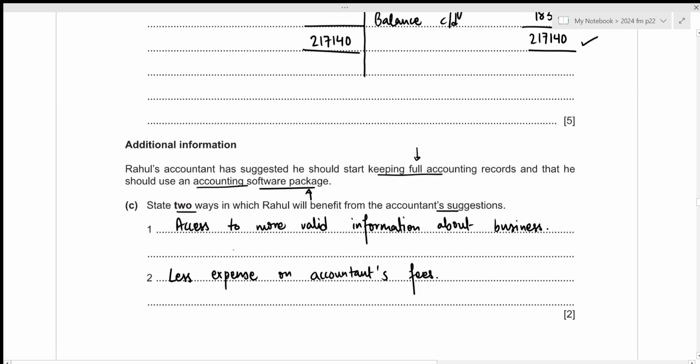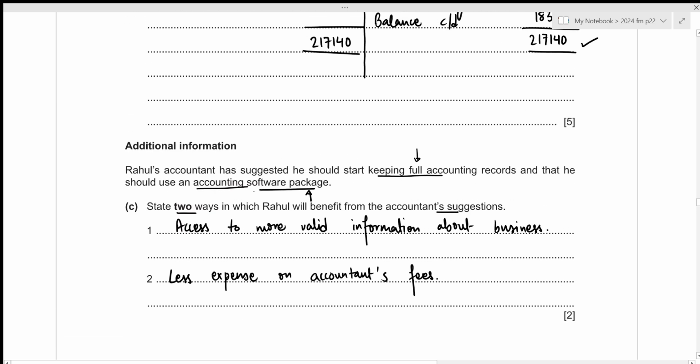Now, the next argument would be against the uses of accounting software package. Now, the argument against it would be the additional costs incurred while using the accounting software package, as it would require the cost for the equipment as well as the software program, as well as the cost of training, and maybe the cost of paying someone to maintain the accounting records within the software package as well.